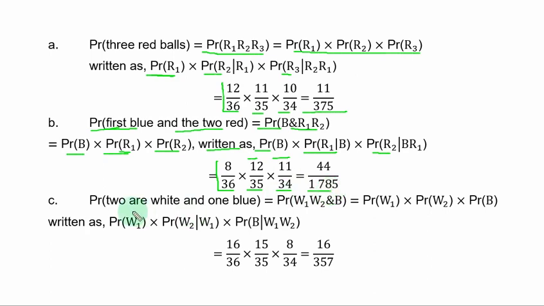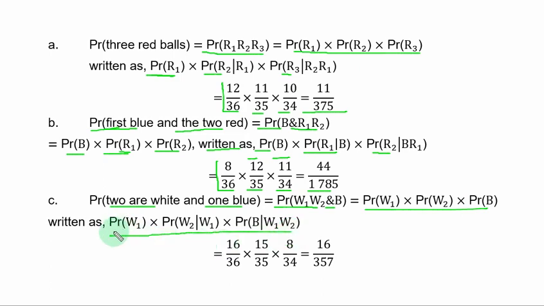C part of the question, you are to get probability 2 are white and 1 is blue. That is probability, the first is white, W1, the second is white, W2, and the third is blue, written in this form and in this form showing dependency.